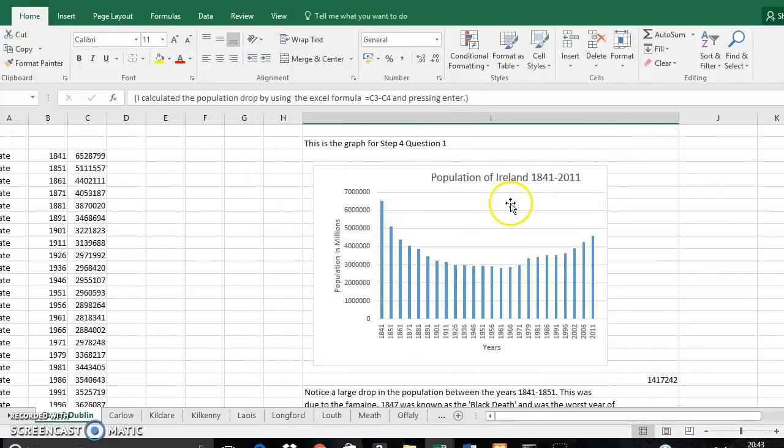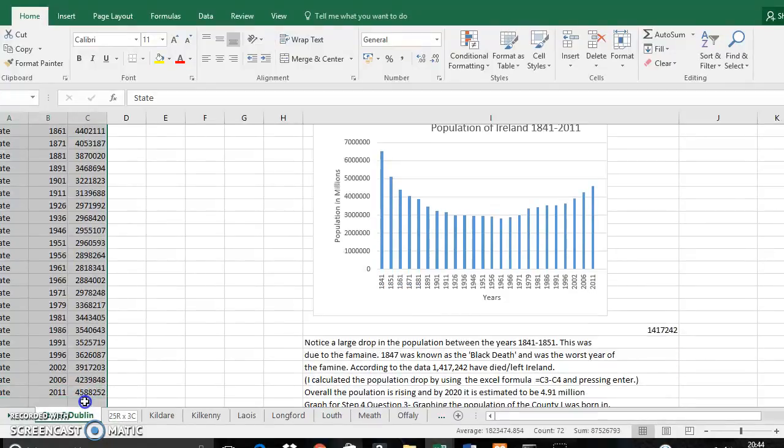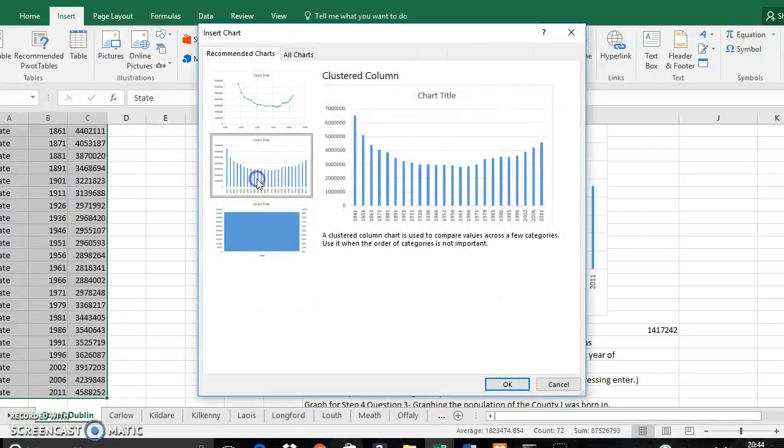I wasn't sure which graph to use, so I let Excel recommend the graph. If you go into insert, then it says recommended charts, and I just used this one.